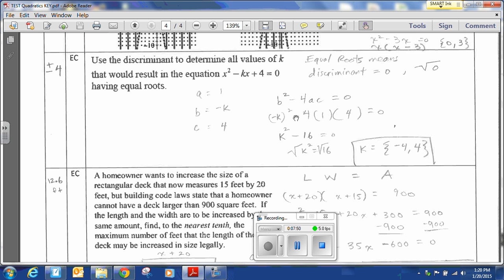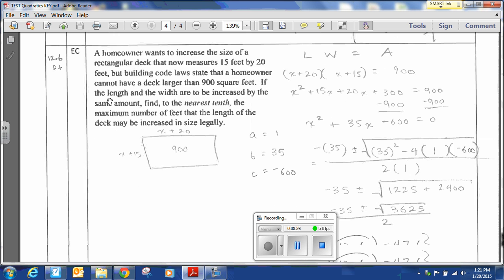Well, when we plug in, a is 1, b is negative k, c is 4, you plug into b squared minus 4ac, and you set the discriminant equal to 0 because of the equal roots. So we get k squared minus 16 equals 0, and you could solve by factoring the difference of perfect squares to give you -4, +4, or you could take the square root of both sides, which also gives you plus or minus 4. And that's why the extra credit has two answers here, positive and -4.